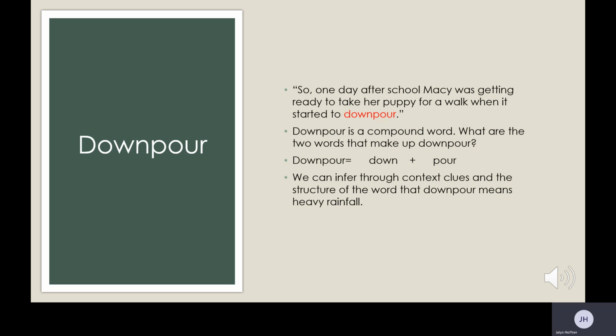So I put the sentence here that the word was used in. So students should be able to identify that downpour is a compound word. And we would ask our students, what are the two words that make up downpour? And they should say down and pour. And we can infer through context clues that it talked about how she was no longer able to go on the walk and she'll wait until the rain stops. So using those context clues and the structure of the word, we can infer that downpour means heavy rainfall.